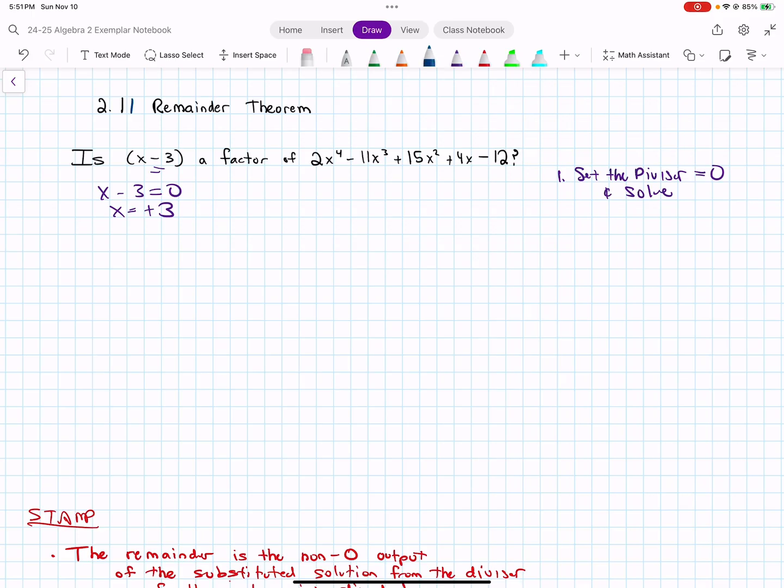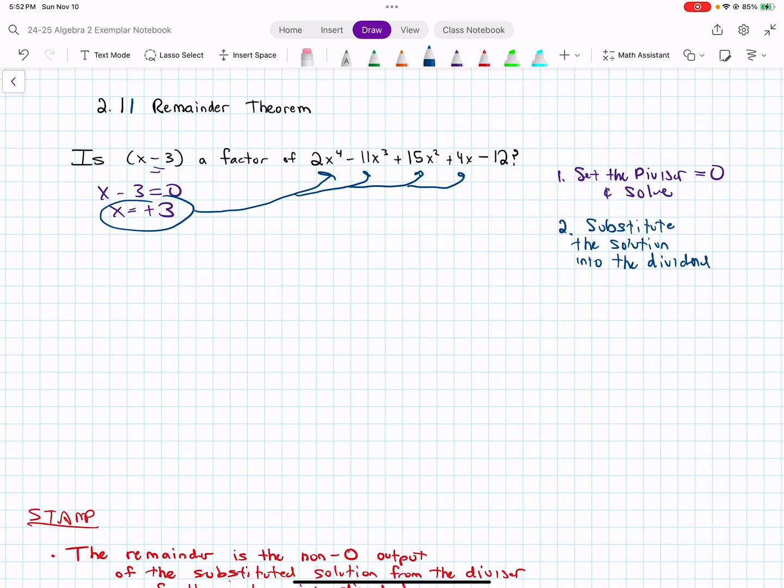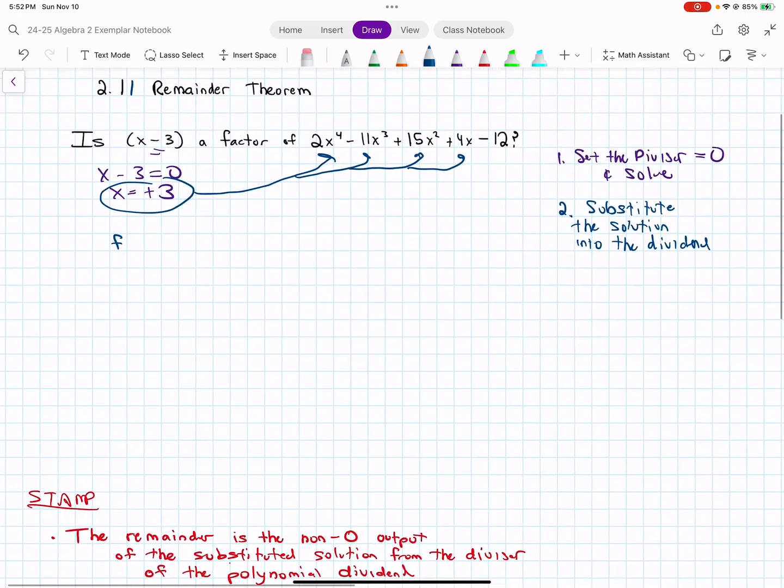Our second step, though, is to substitute the solution into the dividend. So that is where we're taking x equals 3 and substituting it into each term of the dividend. And through this process, we're going to determine whether or not it's a factor. So let's solve for f of positive 3.